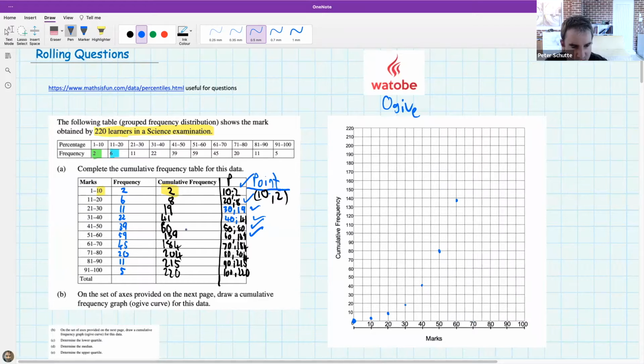So you can really see how the numbers jump up. Like the ogive really jumps up when you get to like 50 to 60 and 60 to 70. 70, 184. I mean, it really jumps. 70, 184. We're around about there. 80 is 204. So about there. 90 is about 215. And then 100.